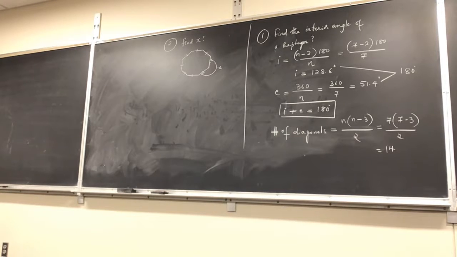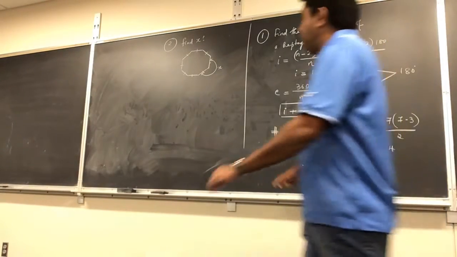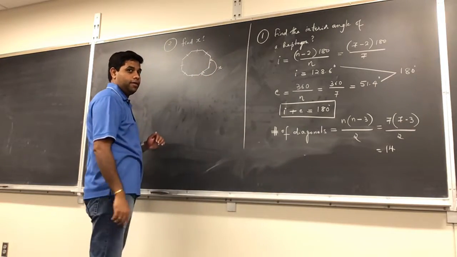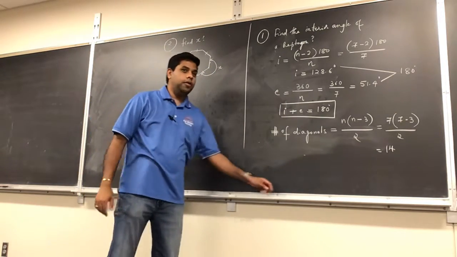How many have an answer? A lot of people. Somebody, what do you got? 225. 45. 45. Okay. What does it look like? Does it look like 45? No. This whole thing looks like 45 degrees, John? No. I don't think so, right?